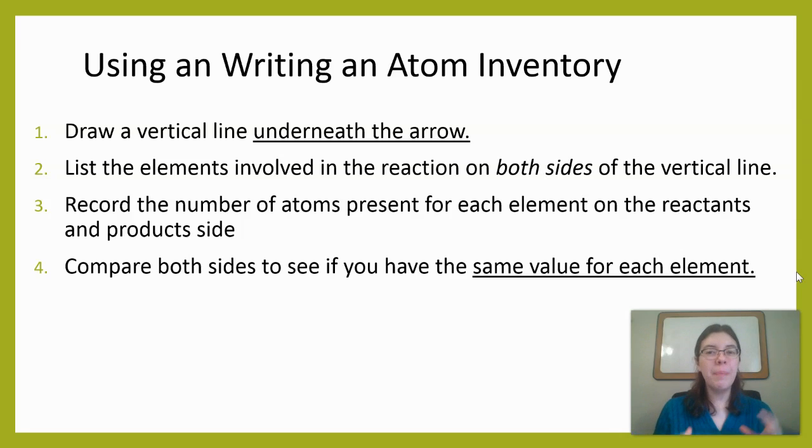And then finally, we compare our inventory, so that listing of our atoms for the left-hand and the right-hand side, and we see if they are the same. If they are the same, then our equation is balanced. If they're not the same on either side, then our equation is not balanced, or it's unbalanced.